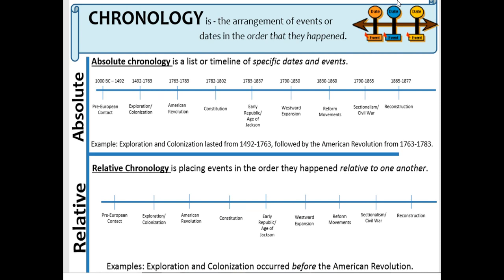Absolute chronology is a list or a timeline of specific dates or events. For example, your birthday is an example of absolute chronology. Now, an example of relative chronology would be how long after your birthday was your friend born or was your sibling born? So relative chronology, similar to location, is placing events in the order that they happen relative to one another. We have a couple of examples here.